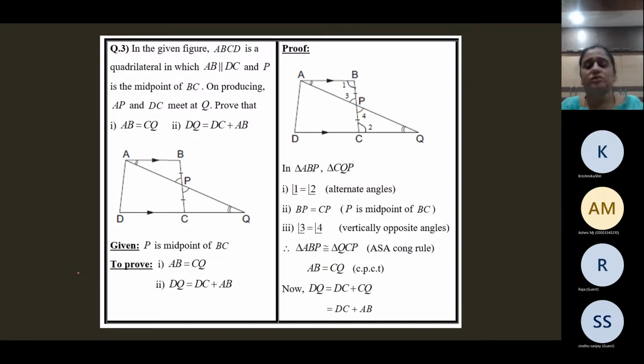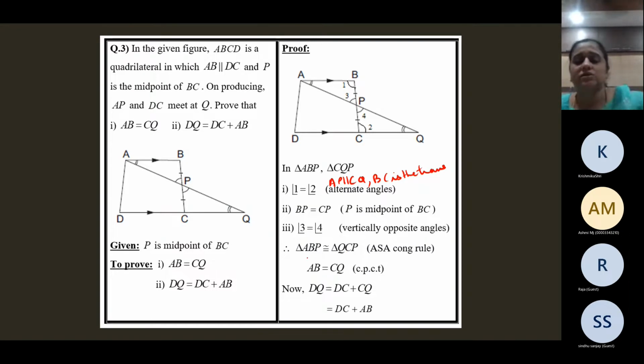All right. So if you want, you can mention here which are the parallel lines. AB is parallel to CQ and the transversal is BC. BC is the transversal. So alternate interior angles are equal.